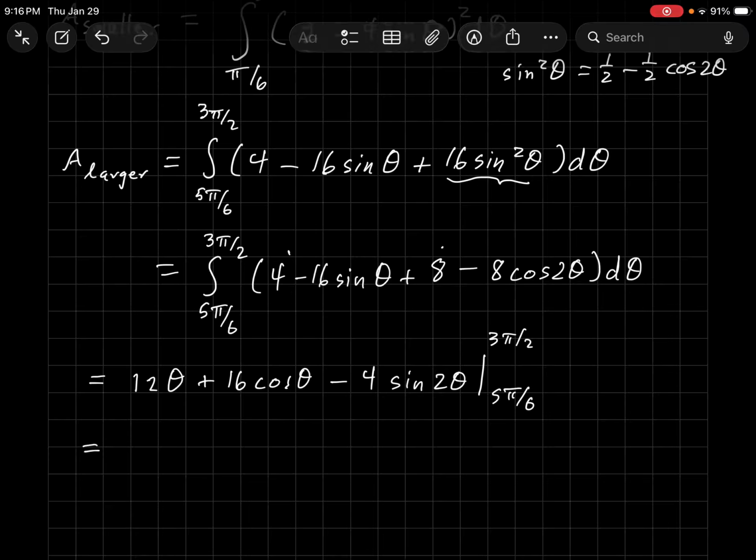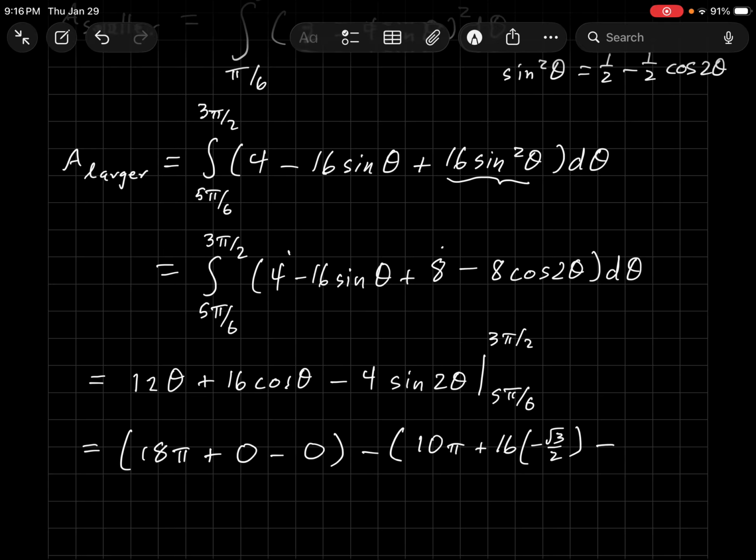Plug in the top limit, we would get 12 times 3 pi over 2, so 18 pi. Plus the cosine of 3 pi over 2, 0, that's nice, minus 4 times the sine of 3 pi, also 0. Now let's plug in our lower limit. Minus 12 times 5 pi over 6, so that gives us 10 pi. Plus 16 times the cosine of 5 pi over 6, which is negative root 3 over 2.